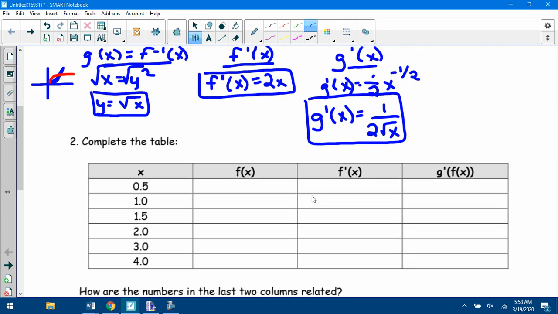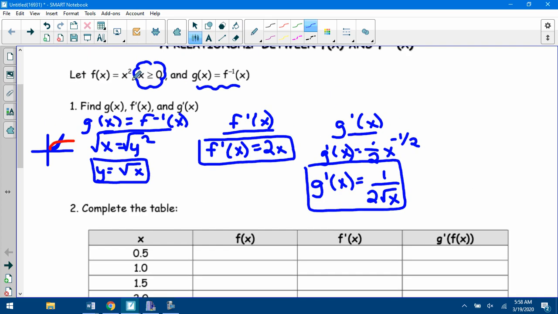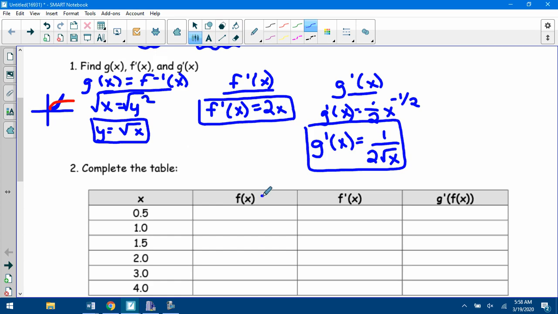Now it says complete the table. So you could use your calculator if you wanted, but these are pretty easy to do. So f of x, remember, is just the original equation, x squared. So 0.5, 1/2 squared, that's 1/4. 1 squared is 1. 1.5 is like 3 halves, so 3 halves squared would be 9/4. 2 squared is 4. 3 squared is 9. 4 squared is 16. There we go.